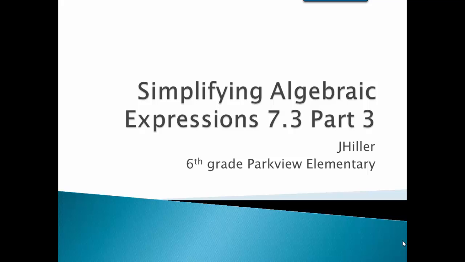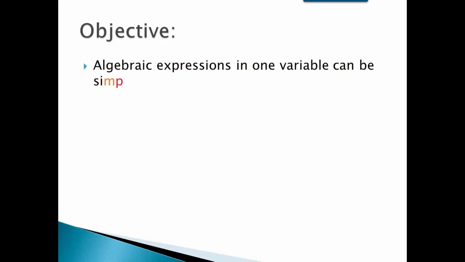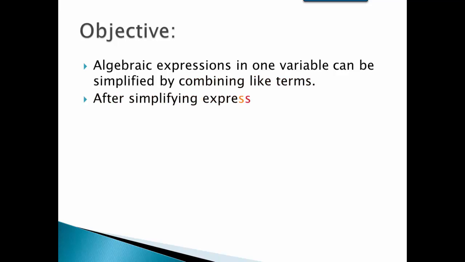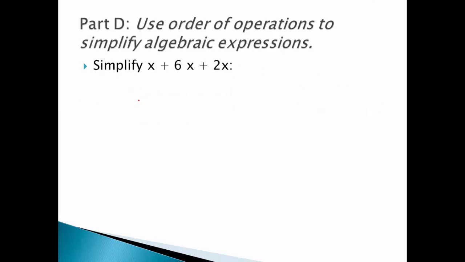Today is part 3 of simplifying algebraic expressions. Here's our objective for today. Algebraic expressions in one variable can be simplified by combining like terms. After simplifying an expression, the expression is equivalent to the original. Turn your study guide to part D on 7.3.